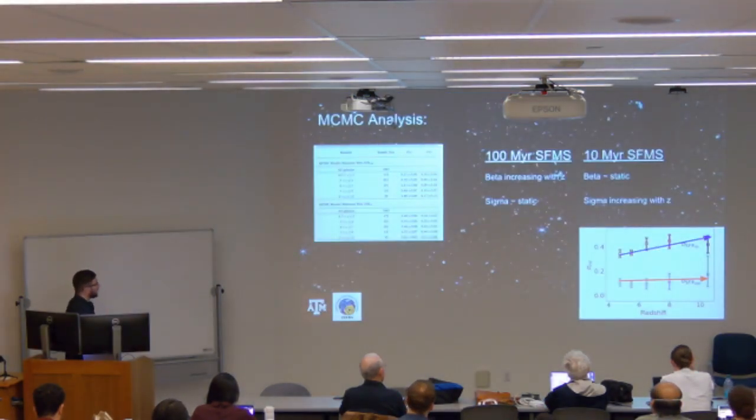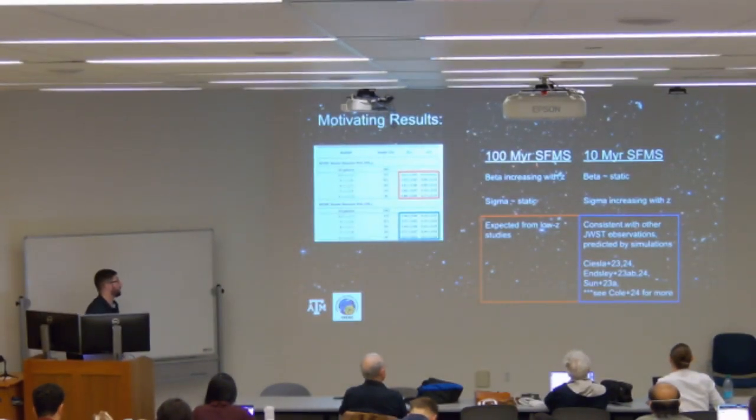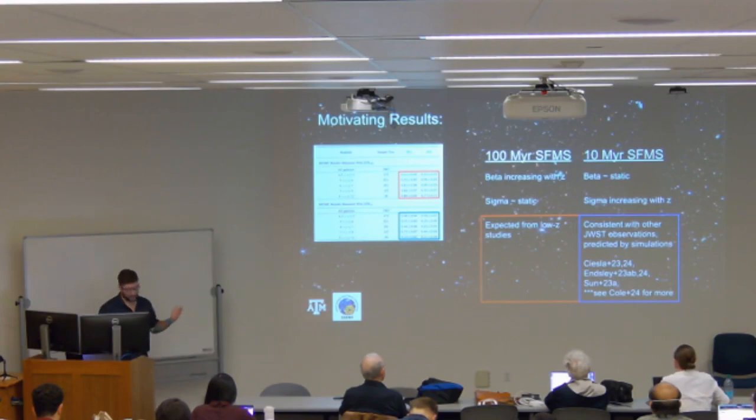So as I said, we are finding that on 10 megayear timescales, the normalization is roughly static. Sigma appears to increase as a function of redshift. And on 100 megayear timescales, we're seeing that beta is increasing with redshift as we would expect, and sigma is roughly static, again, as we would expect.